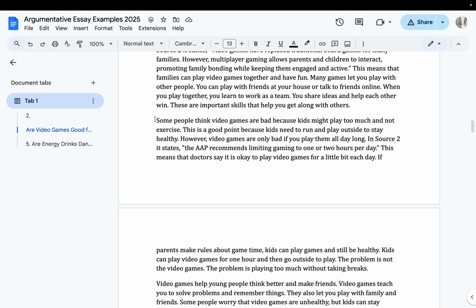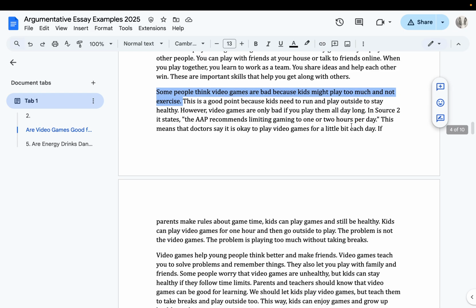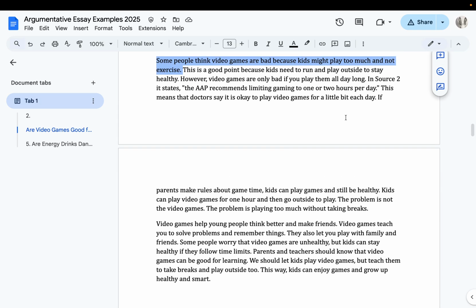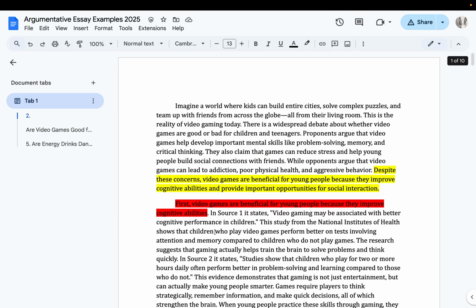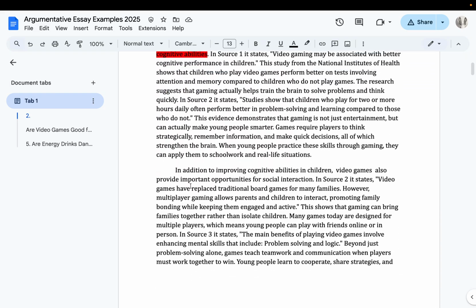And then we have their counter argument. Some people think that video games are bad because kids might play too much and not exercise. This is a good point because kids need to run and play outside to stay healthy. However, video games are only bad if you play them all day long. So again, respond to the counterclaim, and then we have the concluding paragraph. Okay, so these are two examples. This will probably get like an S plus because of this second body paragraph. It's an issue.